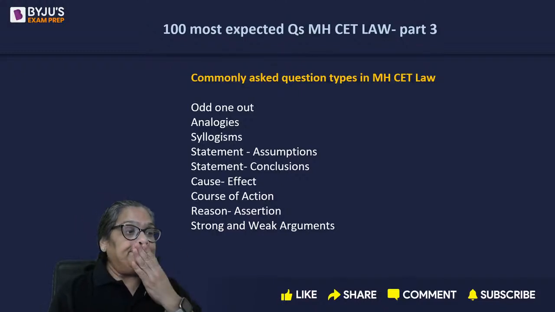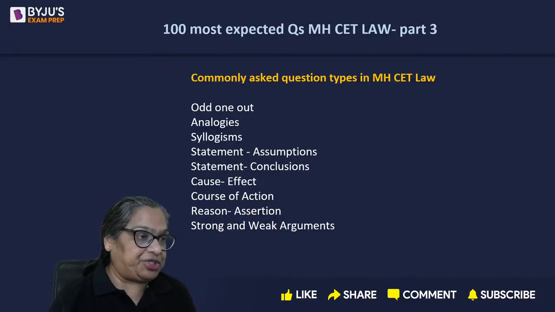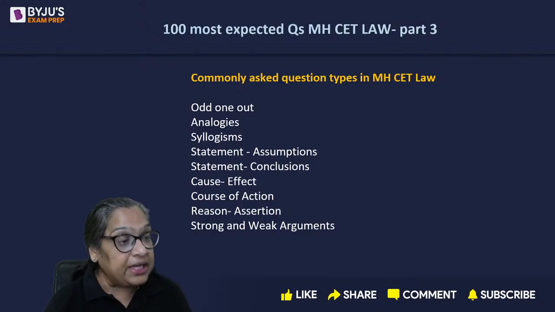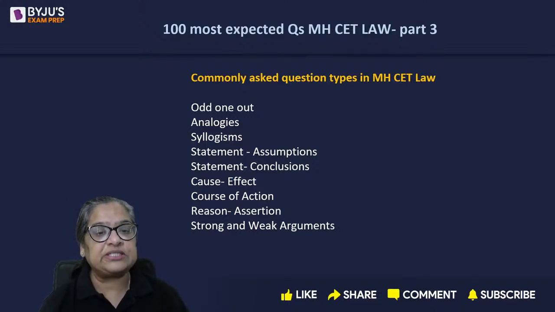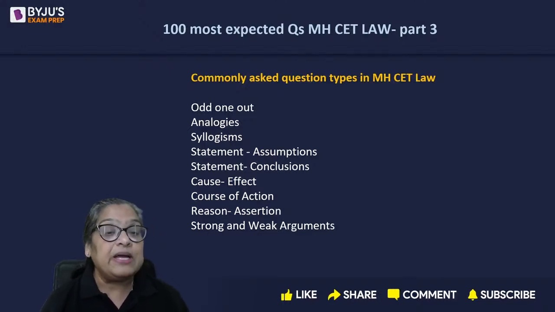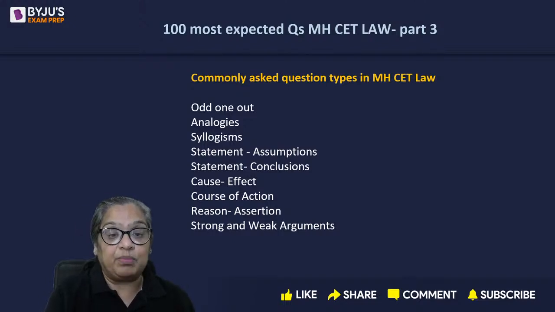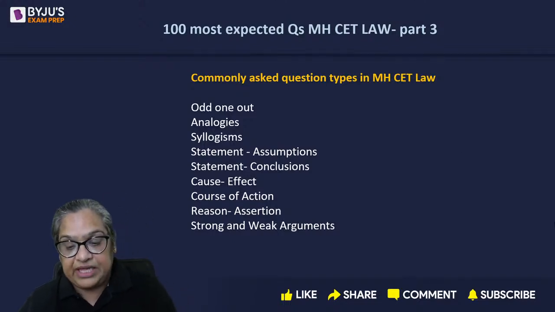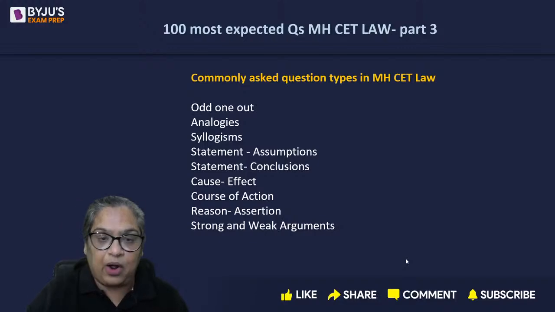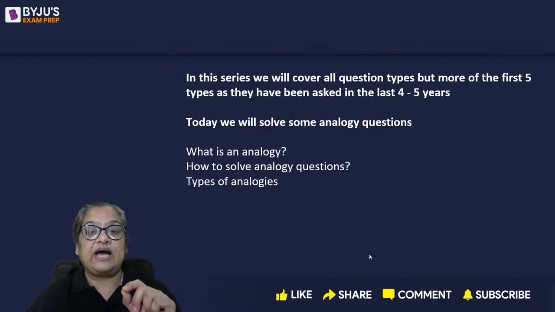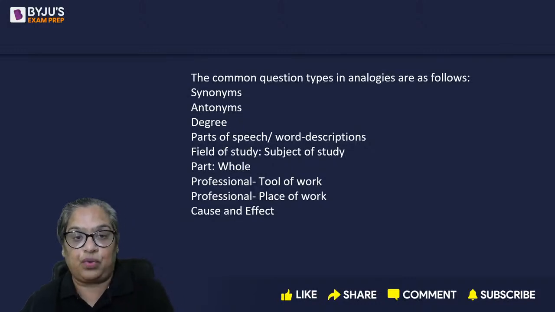All right. So, what are the different types of questions that they ask in Maharashtra CET law in the logical reasoning section? Odd one out, analogies, syllogisms, statement assumptions, statement conclusions, cause and effect, course of action, reason assertion, strong and weak arguments, and sometimes miscellaneous other questions. But these are the ones that are asked most commonly. Out of these, we'll consider everything in this series, but the ones that are asked more often are the first 4 types.